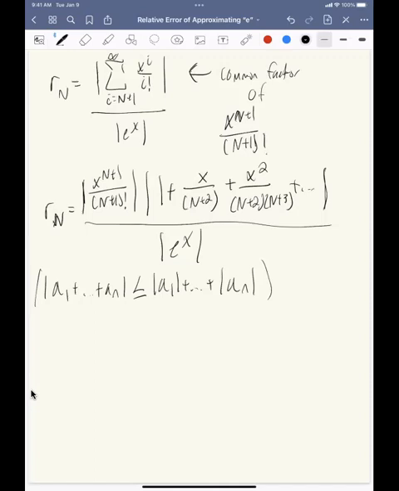So we can use this to go to our next step. So this will now be less than or equal to. And it's okay to change to less than or equal to because we just want an upper bound for our relative error. We don't want an exact value for it. That would be silly. That would insinuate that our relative error will always be the same, which is not the case.